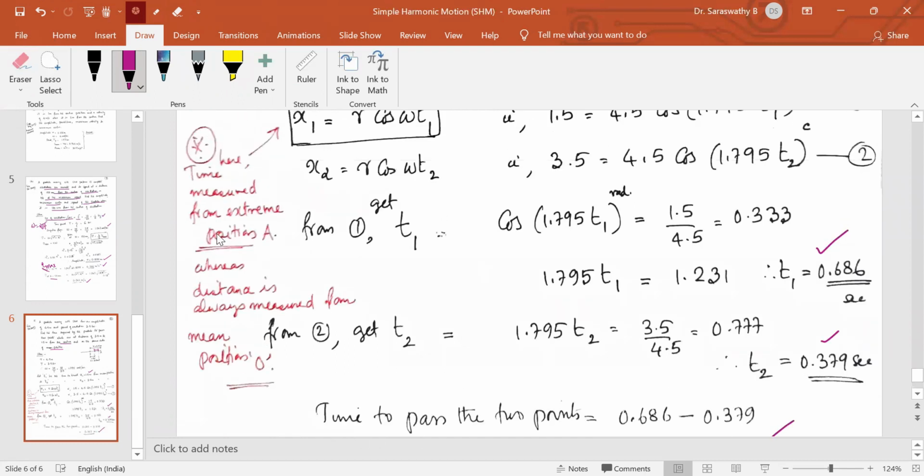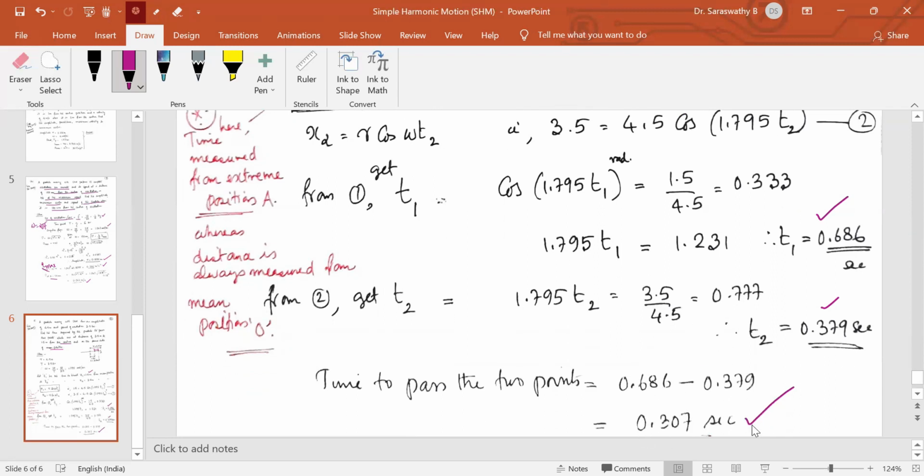See, the time is measured from the extreme position and the distance is always measured from the mean position. So the time taken to travel between these 2 points is 0.37 seconds.